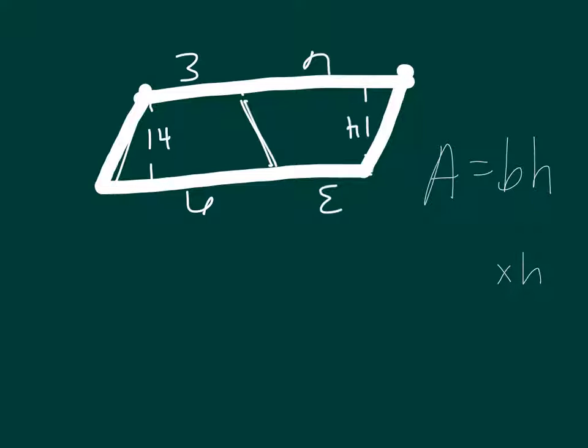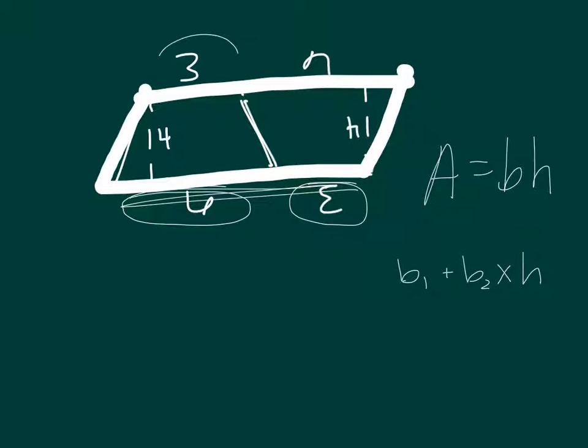But our base is actually going to be our base 1, which was 6, plus our base 2, which is 3. It's an upside down 3 in this situation, giving us the total base across. So we're going to have base 1, which is 6. Oops, sorry, base 1 plus base 2, or the top base, which is our 3 up here. And we're going to add those together first. Then we're going to multiply it by the height.